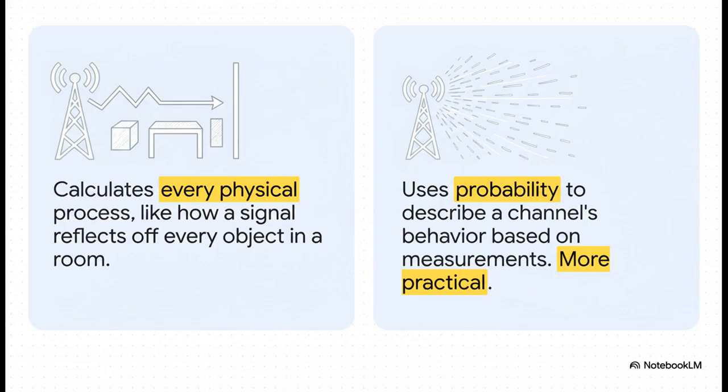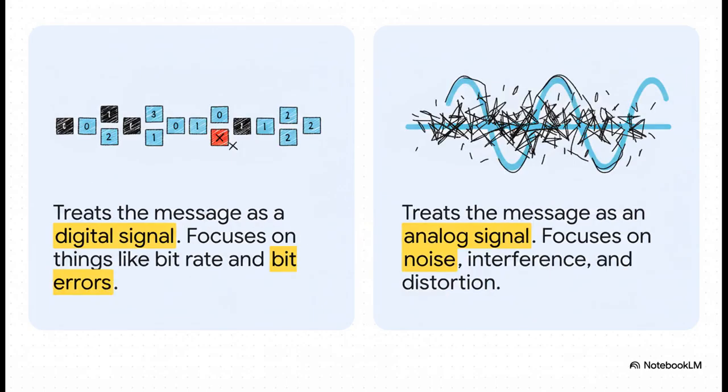We can also break these models down by the type of signal they're for. Digital models for things like your internet are all about bits and bytes, how many are getting through and how many have errors. On the other hand, analog models for something like old-school radio focus on the continuous wave itself, how much static or noise is getting in the way and distorting that signal.